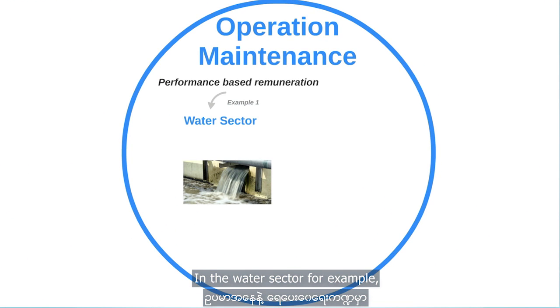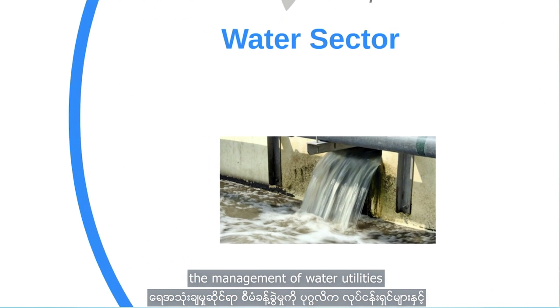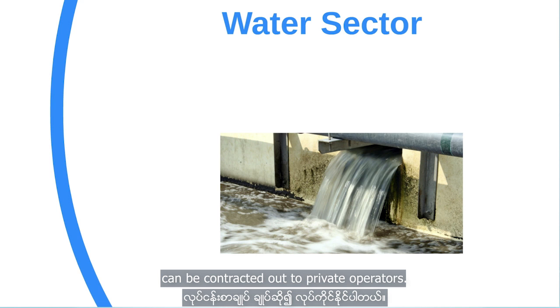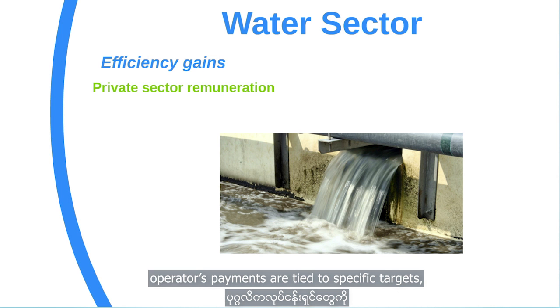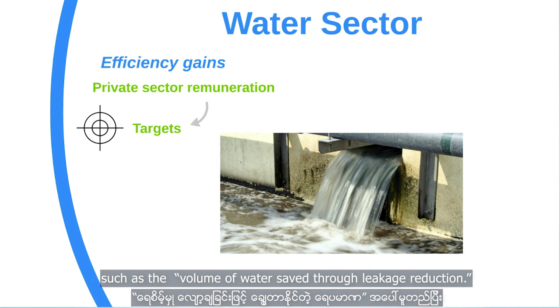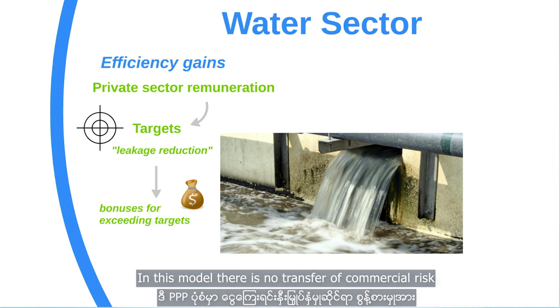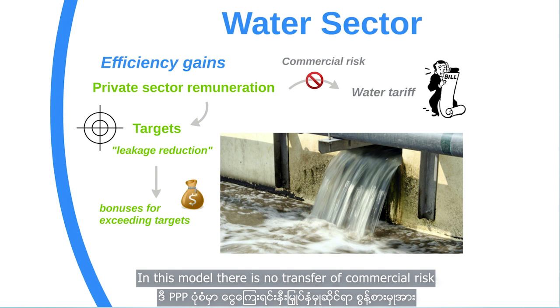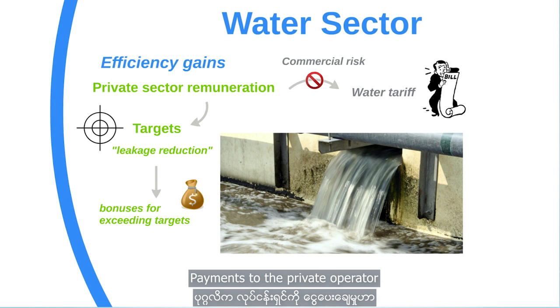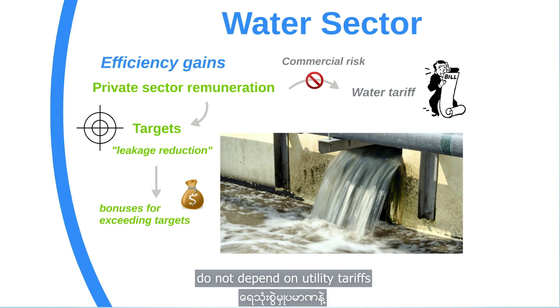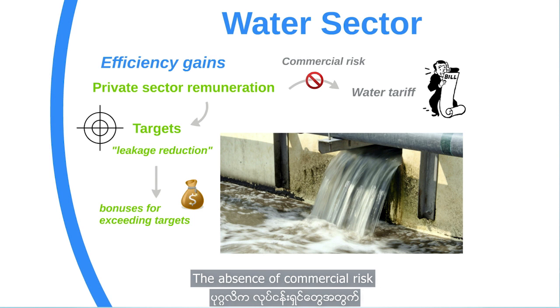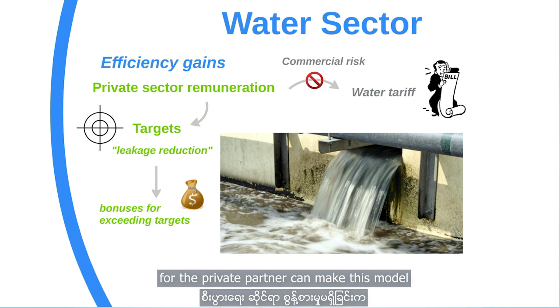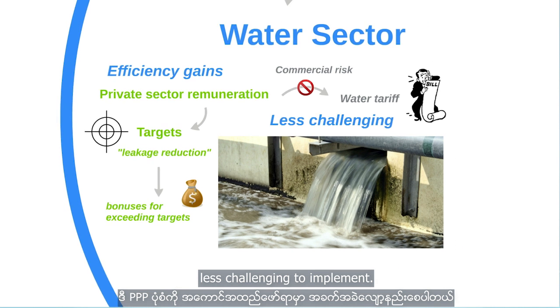In the water sector, for example, the management of water utilities can be contracted out to private operators. To encourage efficiency gains, the private operators' payments are tied to specific targets, such as the volume of water saved through leakage reduction. In this model, there is no transfer of commercial risk. Payments to the private operator do not depend on utility tariffs or on the number of users. The absence of commercial risk for the private partner can make this model less challenging to implement.